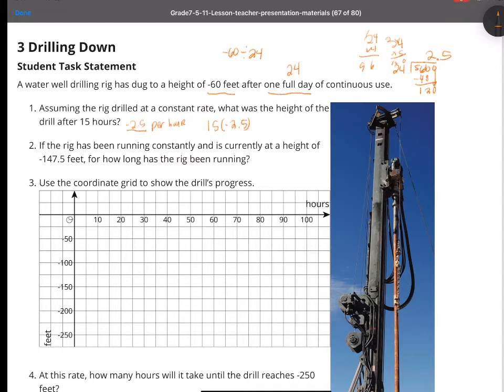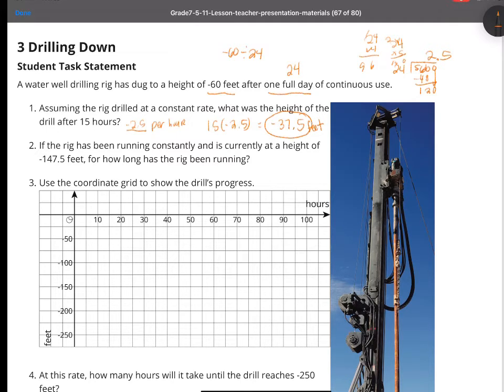So when I multiply that times 15, make sure I get the right answer. I should get negative 37 and a half. Okay, negative 37 and a half feet. Let's not forget our unit. That means that it's underneath the ground.